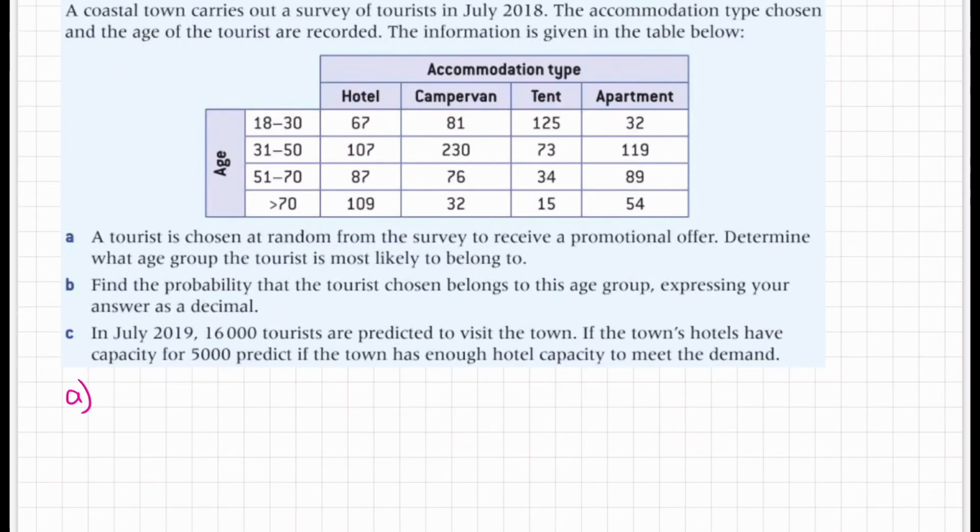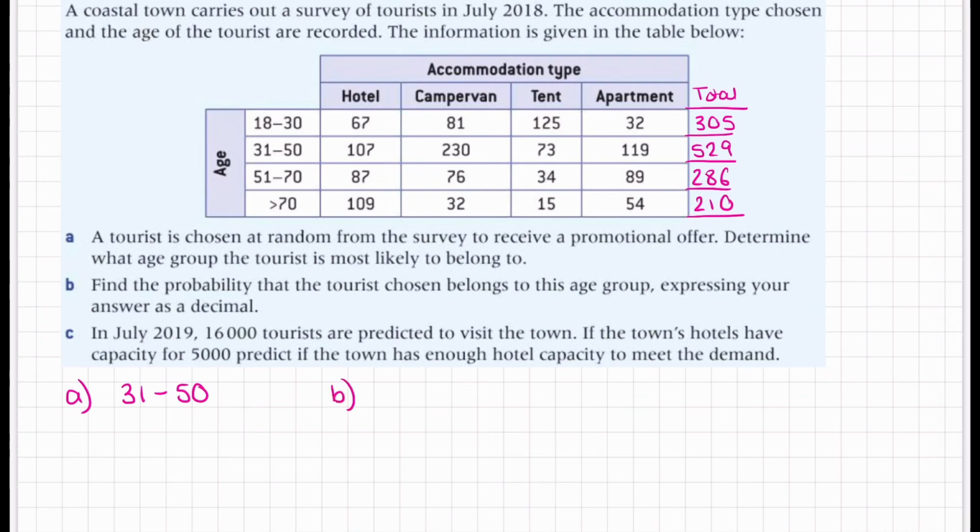So the easiest way to work this out is to look at totals. So if we total all the ages, we would get 305, 529, 286 and 210. So obviously from that we can see that it is more than likely to be somebody within the age group of 31 to 50 because that's where the most people are.